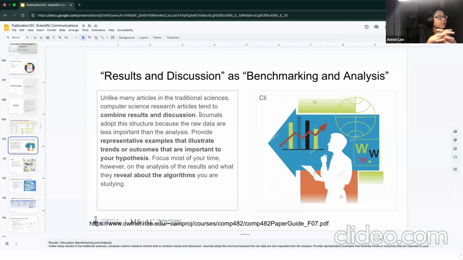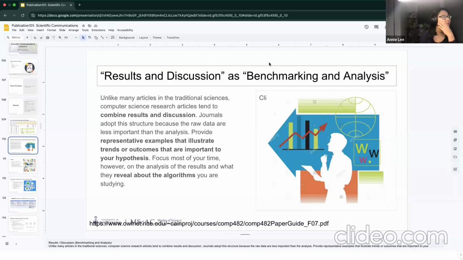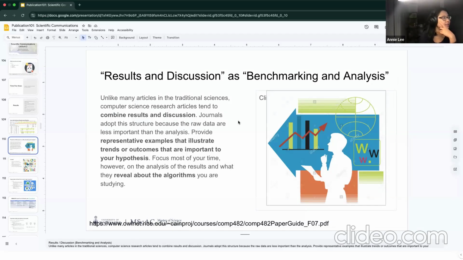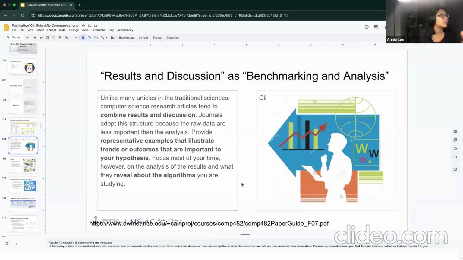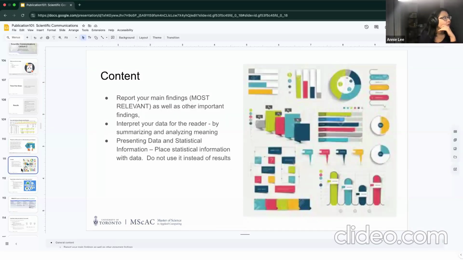So in computer science, we combine results and discussions. Basically, the results is your benchmarking, right? Like, how do you evaluate and benchmark what you're doing? And then analysis, and then discussion is just an analysis of those numbers, right? Like, what have you found and what is the most important?